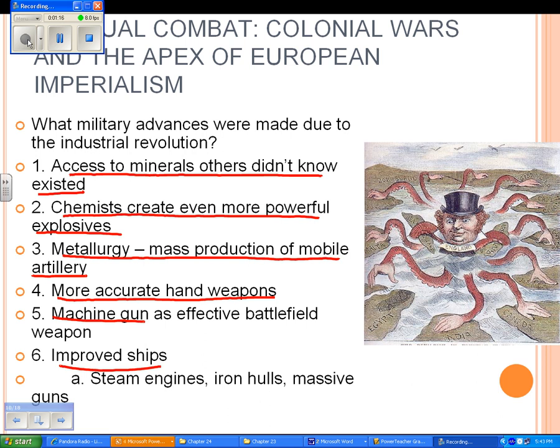Metallurgy. Mass production. They get so good at metalworking. They produce massive guns, huge guns, and bigger ships and more portable things. We come up with more accurate hand weapons, and by this I mean rifles, not just pistols. One of the things that they do during this time is they do something called barreling.